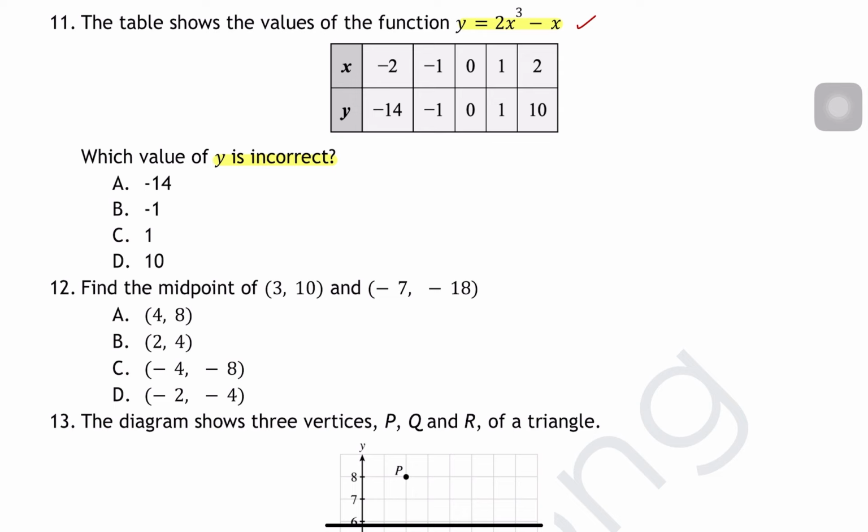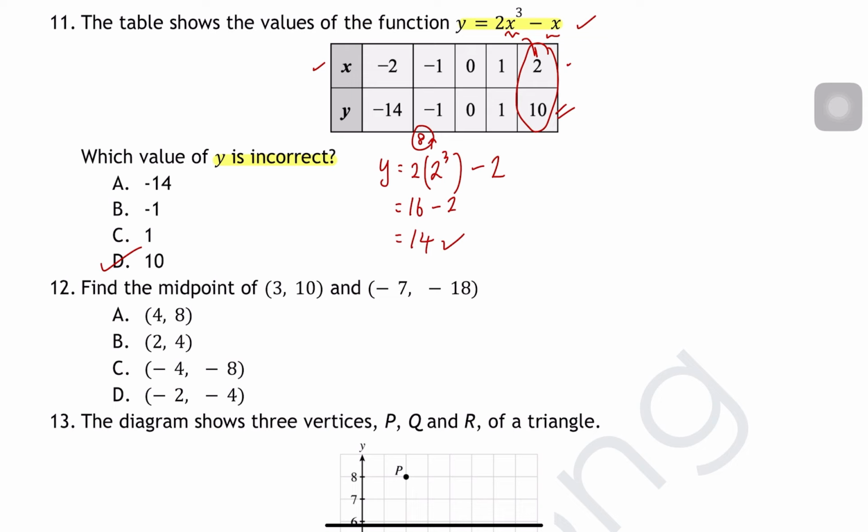The answer for this is D, because you can just do some substitution here. If your x is 2, to get your y value, you will put a 2. Your x here will be substituted by the number 2, followed by cube minus your 2, right? Because over here there's another x. So by checking on this, you can see 2 cube is equal to 8. So 2 times 8, you get 16 minus 2. Your answer is 14. But the value given here is 10. So the answer is D, right?